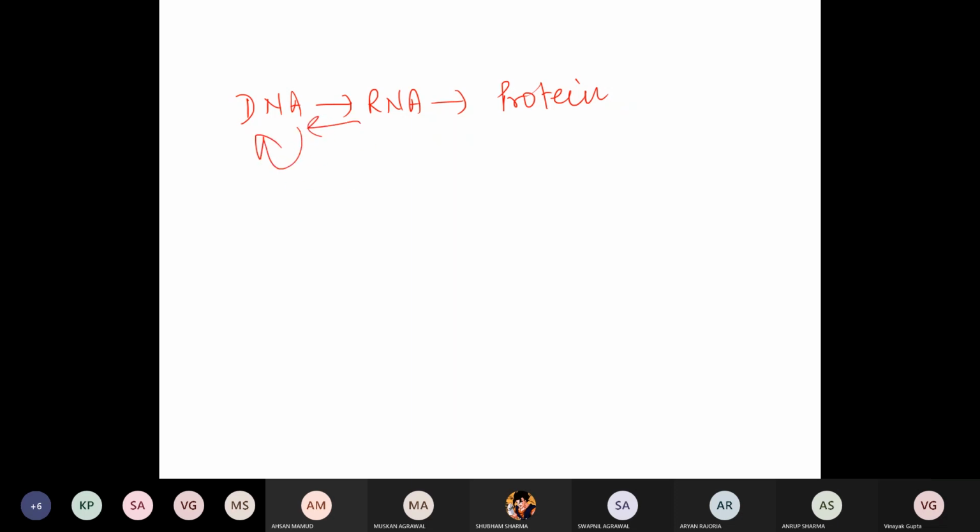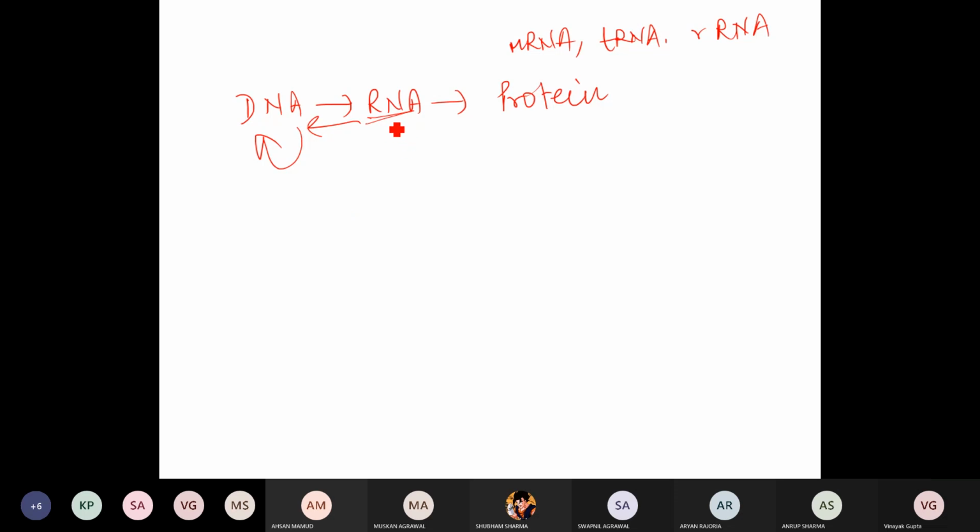Okay, right. So here, can you tell me what do you mean by RNA here? We have different types of RNA in the cell. Can you mention what are the different types of RNA? mRNA, rRNA, tRNA.